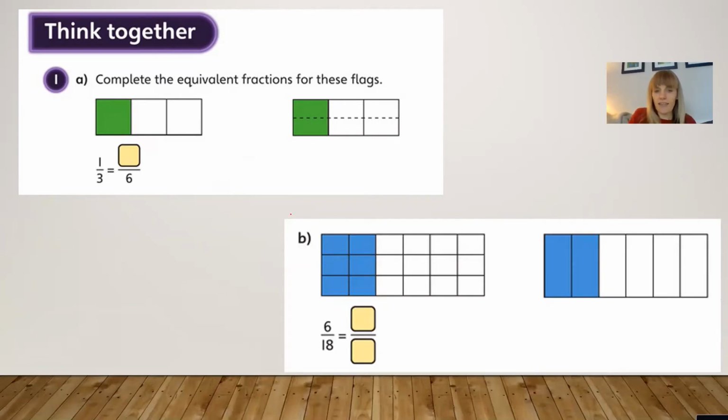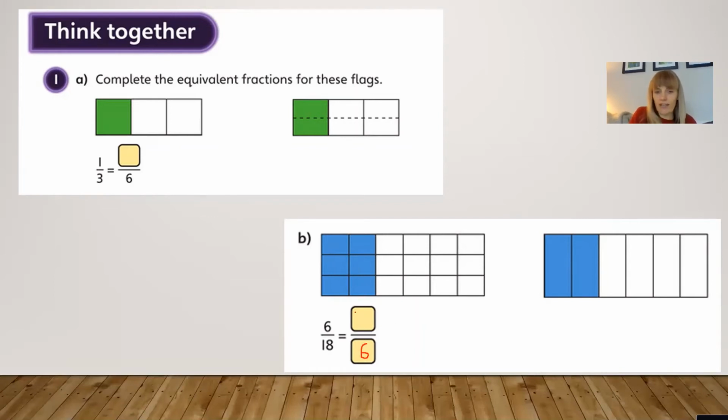What has this one changed to? This was 6 out of the 18 shaded. How many are shaded here? Have a pause and see how you get on. Okay, so hopefully you can see that the denominator, the number at the bottom, 1, 2, 3, 4, 5, 6, is 6 because they have got 6 rectangles now.